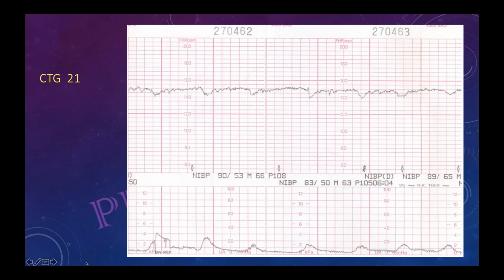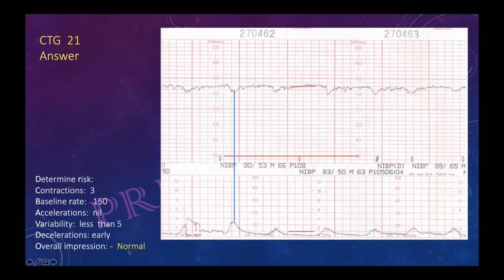3 contractions per 10 minutes. Baseline about 150. Very good. Second, no acceleration. We have early deceleration also. Early deceleration, yes. And variability less than 5, but less than 30 minutes. Almost normal CTG. Yes, very good. You are right. So this is normal.